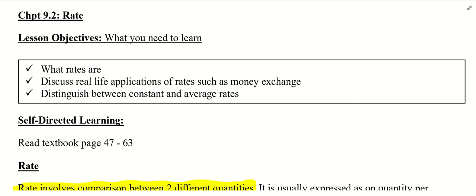Today we're going to discuss chapter 9.2, rate. For this lesson objective, we will learn about what rates are, and later on we will learn about money exchanging, exchange rates, and last but not least, the difference between constant and average rates. For this video, we are only going to discuss the first item, what are rates. We will look at some examples and solve some problems.